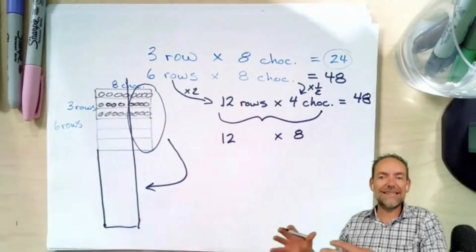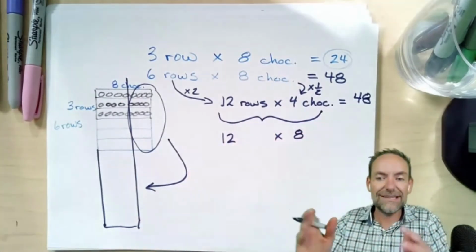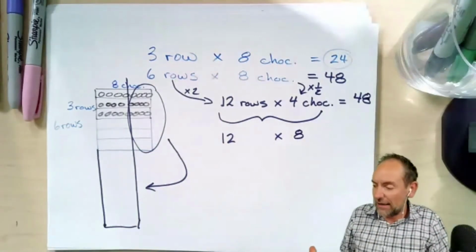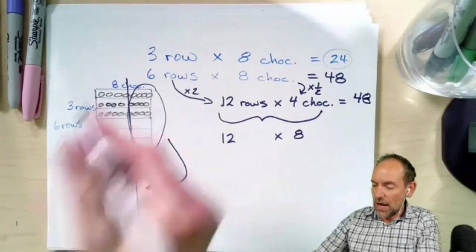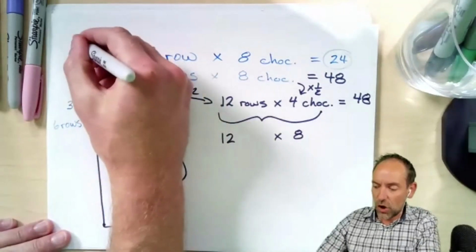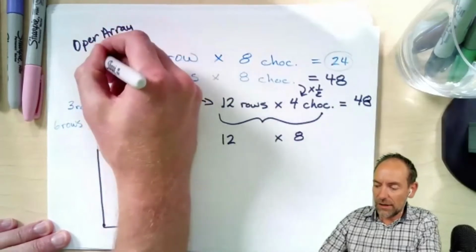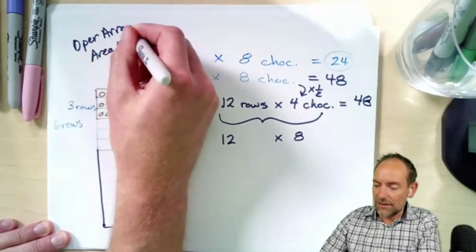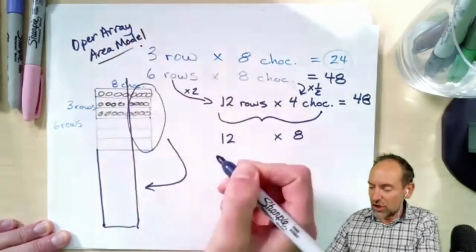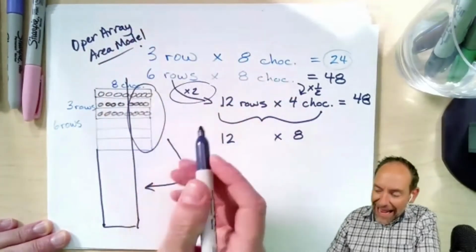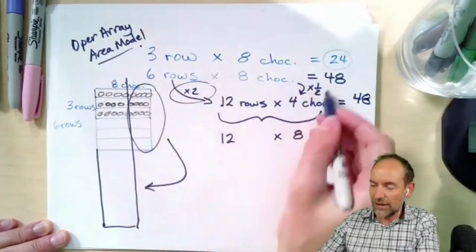and they start to see the pattern emerge. They start to see the behavior of math emerge. So here we've got a strategy: I've got my model, an open array or an area model, we can call it. And one of the strategies we're focusing in on is this idea of doubling, and what happens when you double and halve.